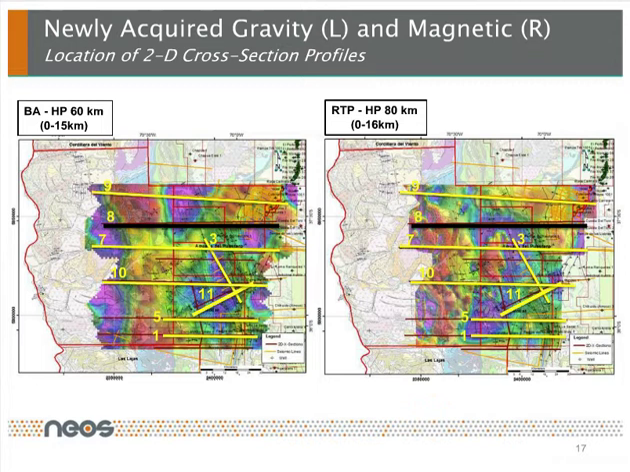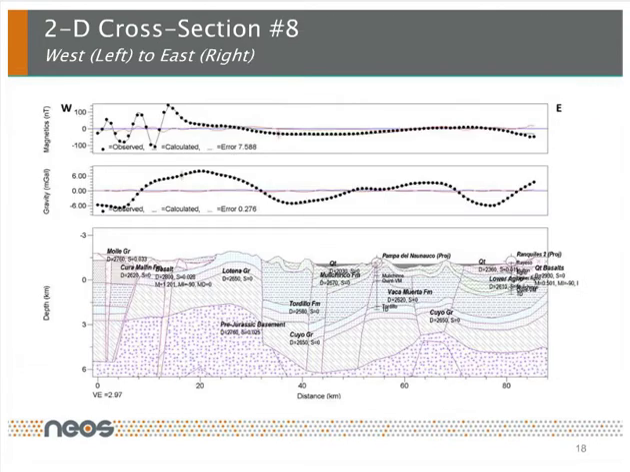The lines of section created for the 3D model are shown in yellow and one in black. Section 8 will be the one that we talk about. Cross-section number 8 is shown in this slide. It's an east-west profile, west being to the left and east being to the right of this slide. The section itself is shown in the bottom half of the slide.